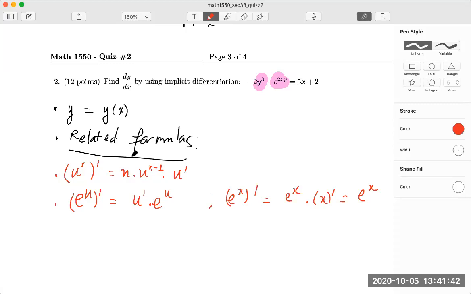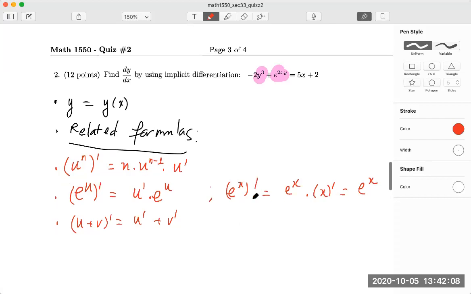And the derivative of a sum, right? The derivative of a sum, let us call it u plus v, will be the sum of the derivatives. Okay? I think they are all the related formulas we need to use. Now, we do it slowly.